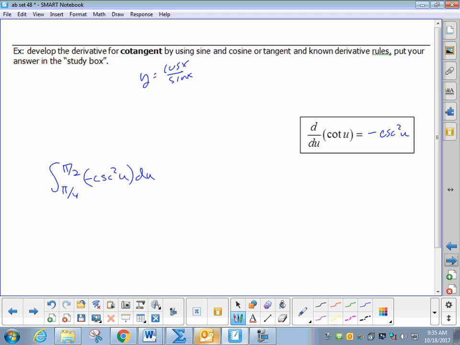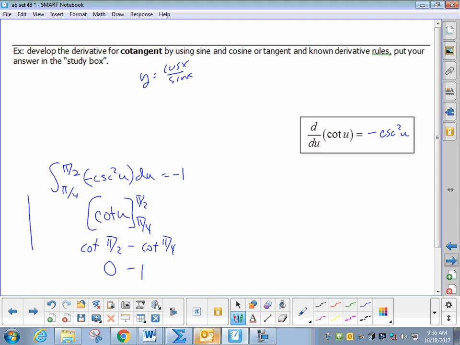What's the antiderivative of that? Cotangent of u. We just said that negative cosecant squared is the derivative of cotangent. So we know that the antiderivative is cotangent. That would mean cotangent of pi over 2 minus cotangent of pi over 4. What's the cotangent of pi over 2? If you like, consider cosine over sine. It is 0. And cotangent of pi over 4 is 1. And so our answer to this is negative 1.